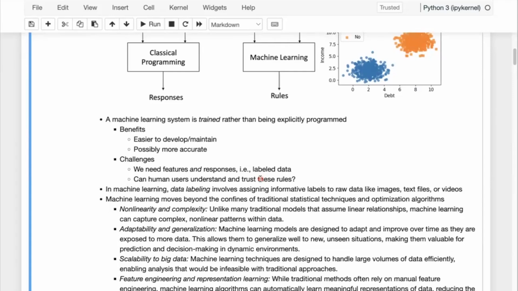And there are also other considerations too, because in many cases, these rules that are automatically extracted by machine learning systems need to also be trusted, meaning that we need to make sure that they're interpretable. They are also not biased towards certain groups. And so there are a lot of interesting challenges and open questions when applying machine learning systems.